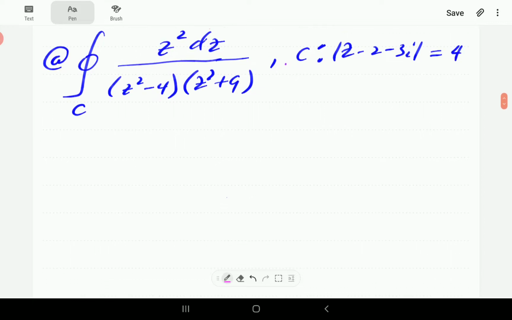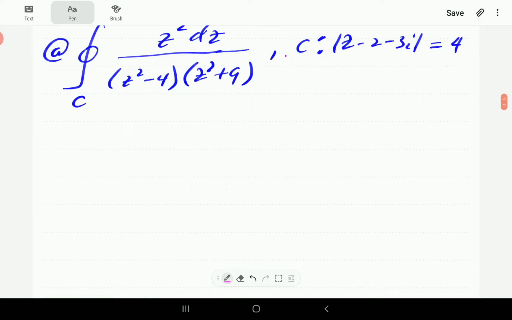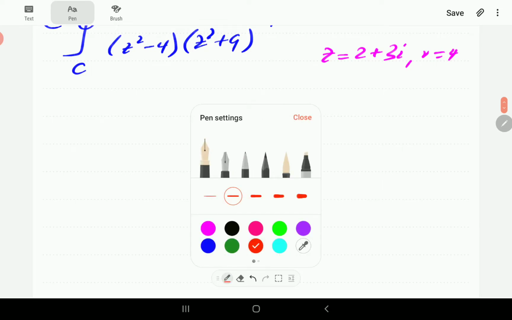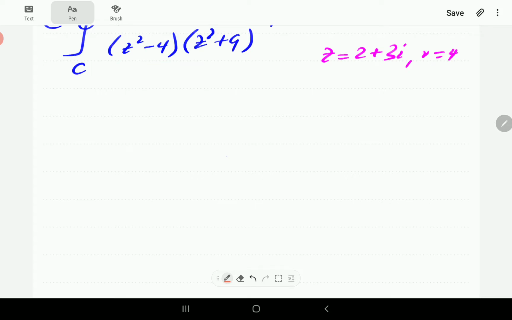So starting with this one, the first thing we are going to do: this contour here is a circle centered at z equals 2 plus 3i. We said you always obtain that by taking this thing and equating it to 0. The radius is going to be 4. Now the function is going to be singular from this term at plus or minus 2, and from this term at plus or minus 3i.